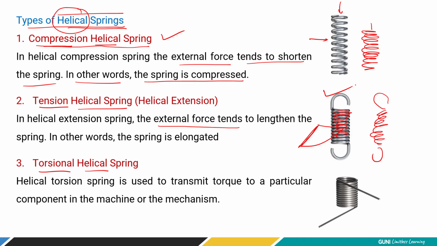So this is only possible because of the helical spring. Whenever you simply give a little jerk, the stand goes back to its original position, right? So this is only possible by this tension helical spring. So in tension helical spring, length increases. So in other words, spring is elongated.